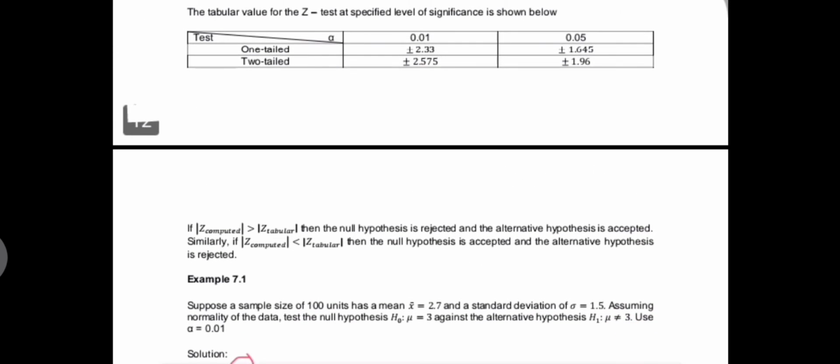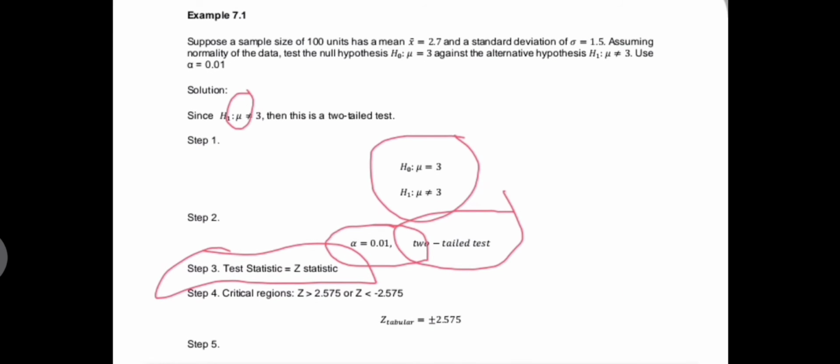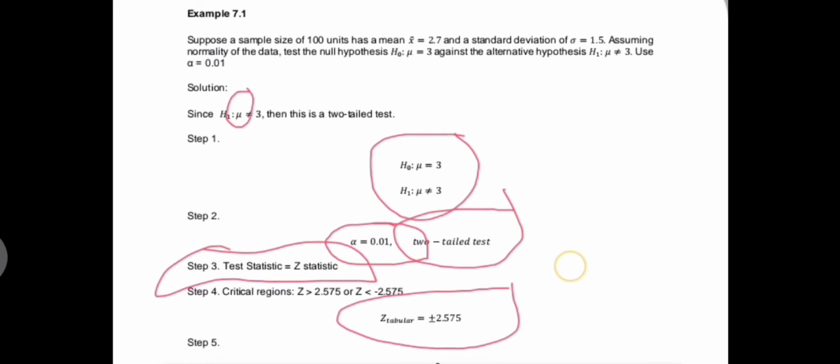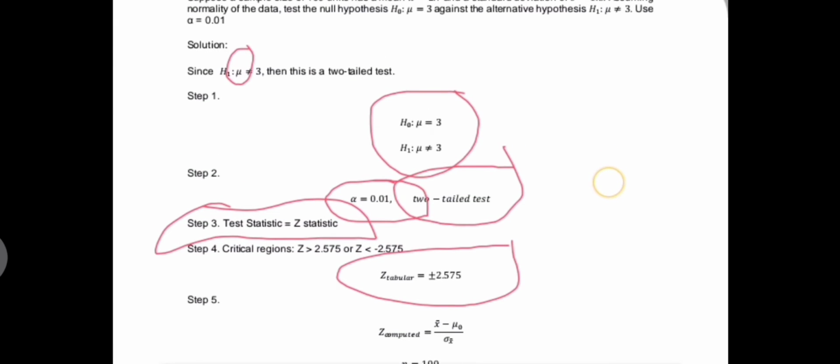We can see here in the table that the Z tabular is 2.575. With the tabular value of 2.575, the next step is to solve for the Z computed. For the formula, Z computed is equal to the sample mean minus the hypothesized value of the population mean, all over the standard error of the mean.